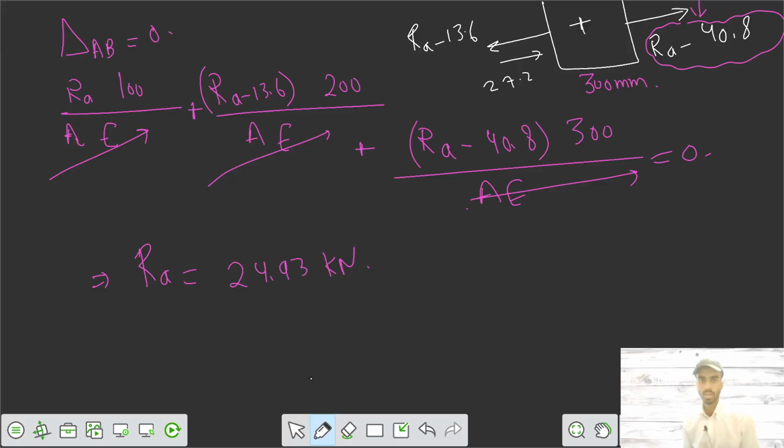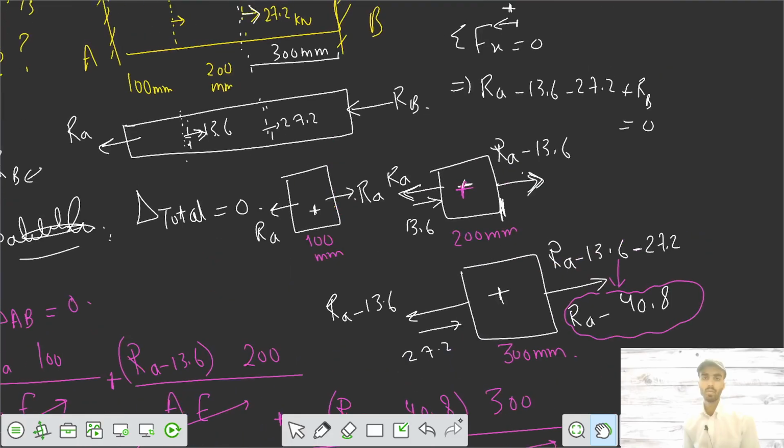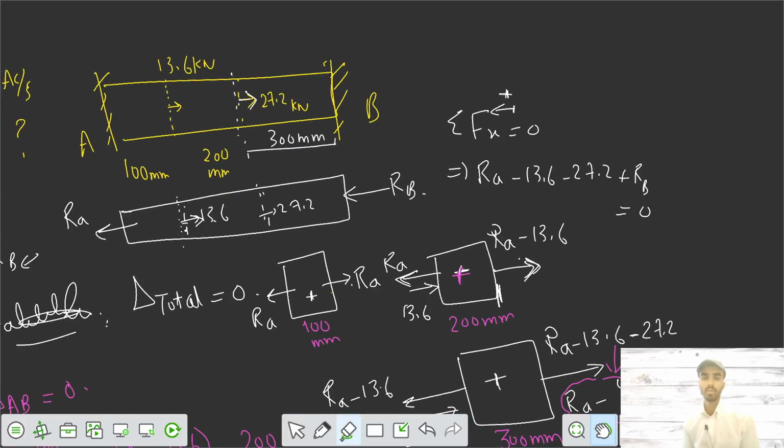We get the value of RA equals 24.93 kilonewton, and the value of reaction at B we can get by force equilibrium in x direction. Reaction B comes out to be, RA was 24.93, then you do the summation and you get 15.8787 kilonewton.